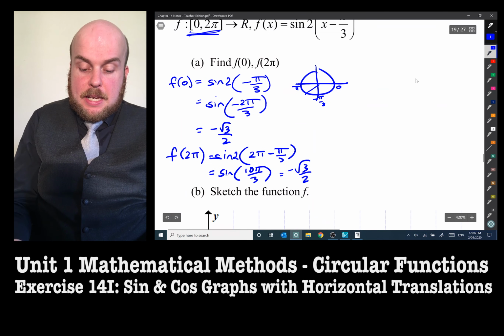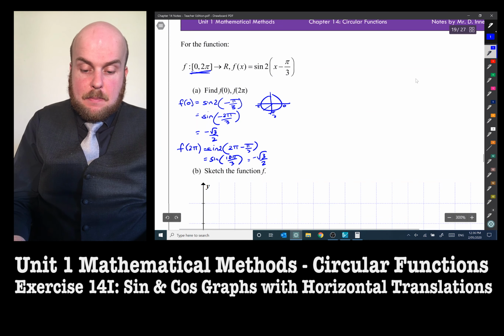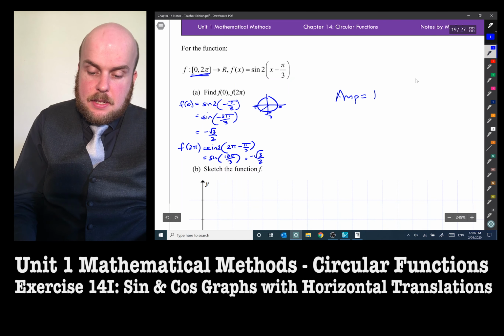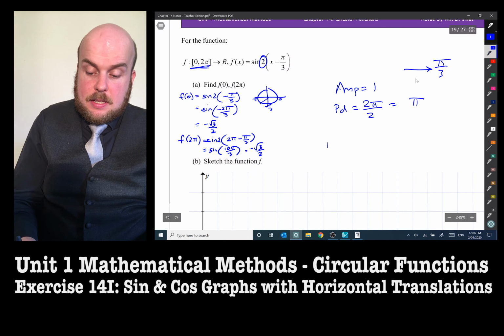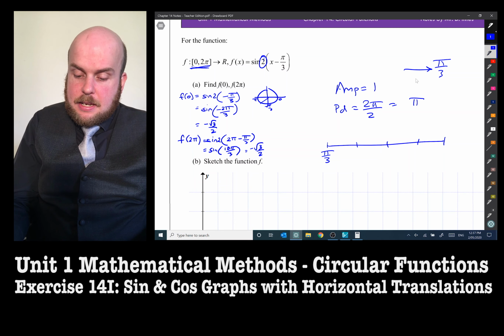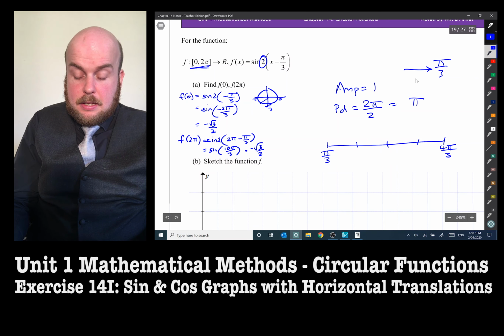So we've done that, but now we need to sketch the function, and it's moved over to the right by π/3. The amplitude is 1, thankfully, that's nice. The period is 2π over 2, because that's the 2 there, so it gives me π. It's been moved across by π/3. It is a normal sine graph, that's lovely. It starts at π/3, and the cycle will end at π/3 plus π, which will make that 4π/3.